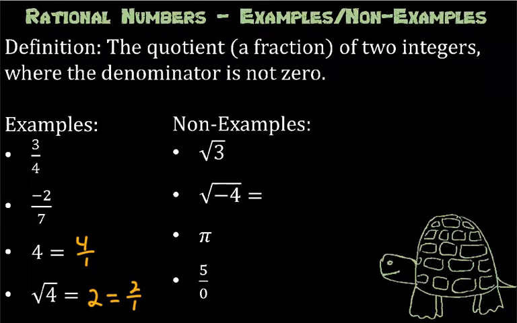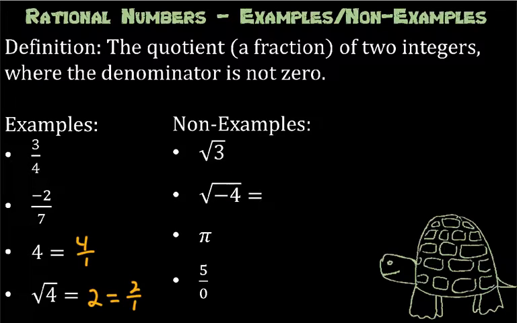So next, we're going to look at non-examples. Square root 3 is a non-example of a rational number. There is no fraction that represents square root 3. If we write square root 3 as a decimal, that decimal would never repeat and would go on forever. So it cannot be written as a fraction.